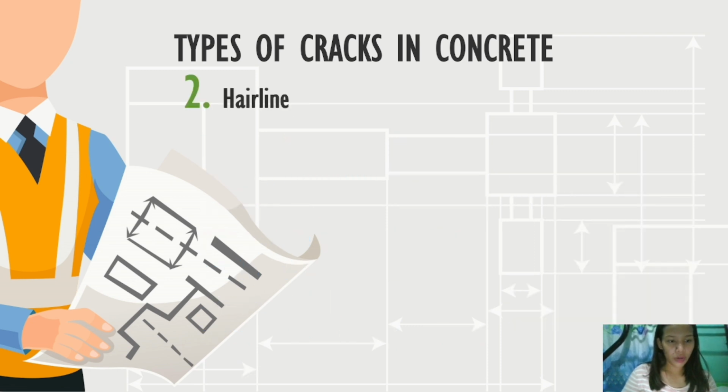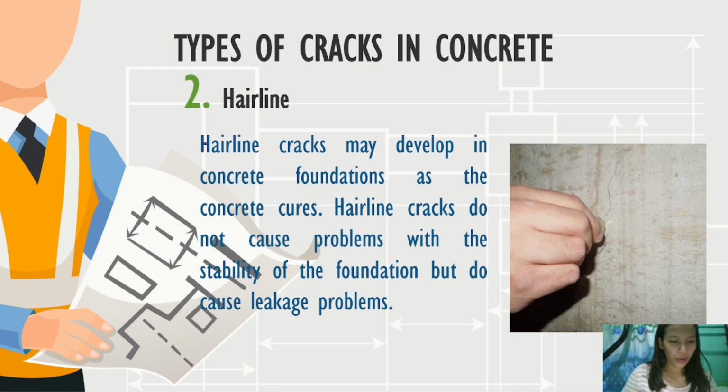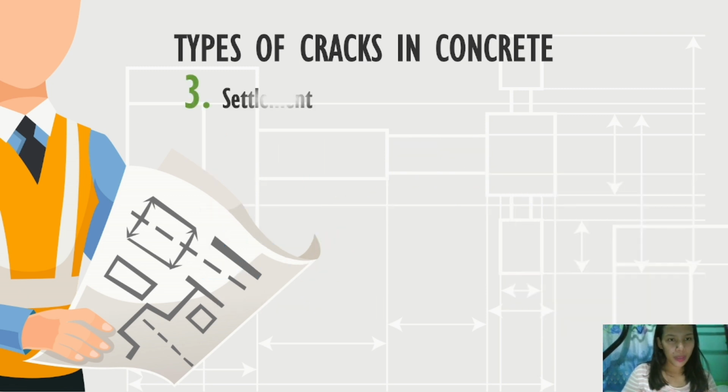So the second type is hairline. Hairline cracks may develop in concrete foundations as the concrete cures. Hairline cracks do not cause problems with the stability of the foundation, but do cause leakage problems. If the cracks appear shortly after pouring, the concrete may have been mixed poorly or poured too quickly. In poured concrete foundations, hairline cracks frequently appear in the center of the walls because the walls' corners have greater stability. And the third type is the settlement.